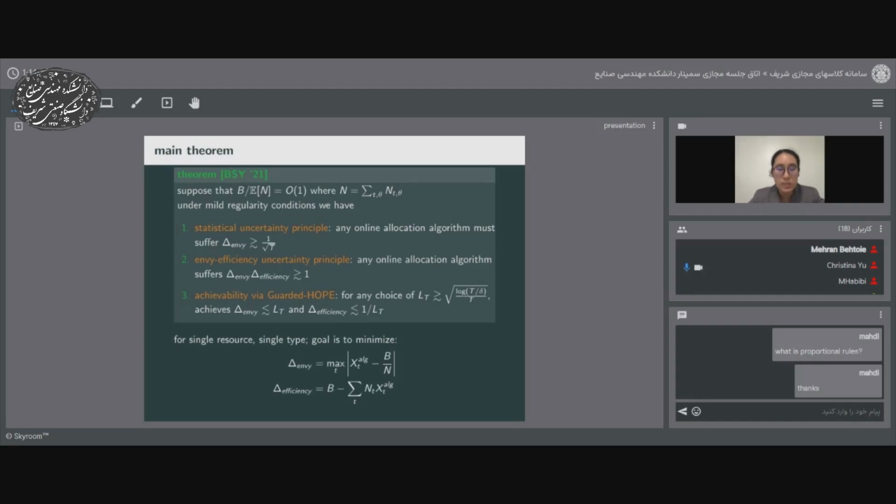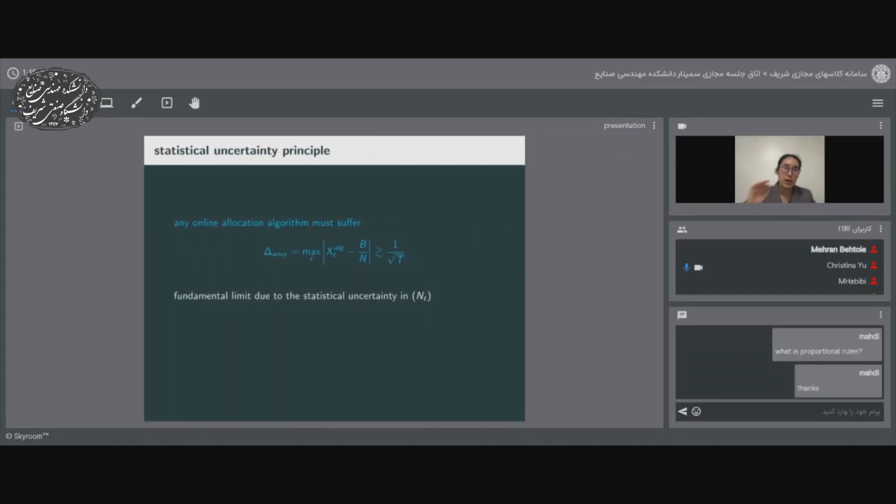So again, for the single resource, single type setting, it's a little easier in that the optimal allocation we know is B over N. Again, because N is a random variable, think of B over N as a random quantity because of the randomness in the demand. And delta NV is going to be, again, the distance between the allocation and this optimal fair allocation. And delta efficiency, again, is the waste. So the budget minus the amount allocated.